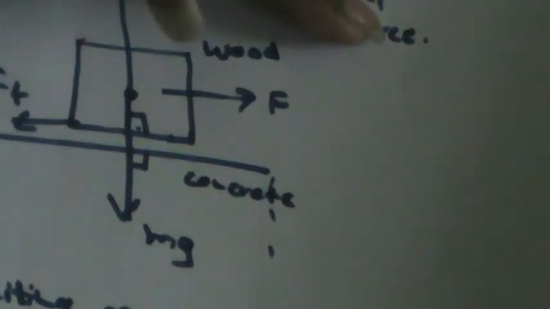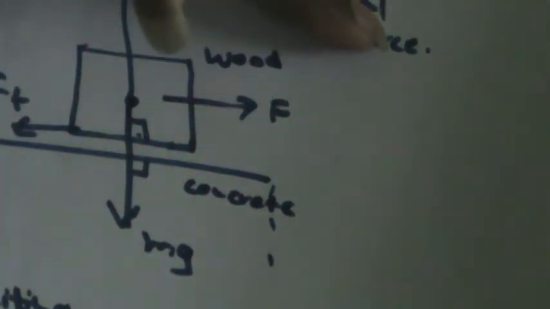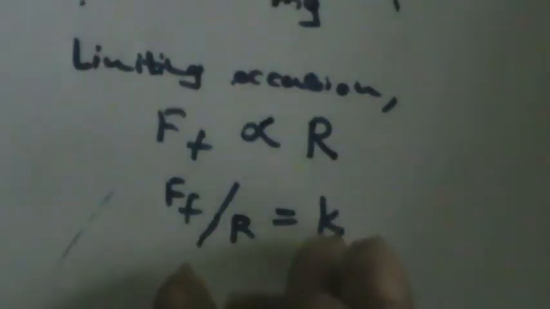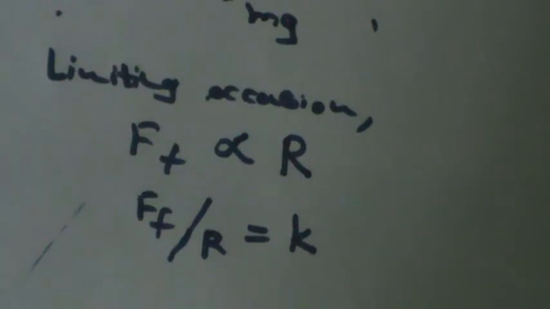Say initially the block is wood and this plane is concrete, and if we change the plane to something like steel, or even another wood, what actually happens is that this ratio between Ff and R, or the value of k, changes. So that is actually a unique quantity that is specific to these two surfaces.